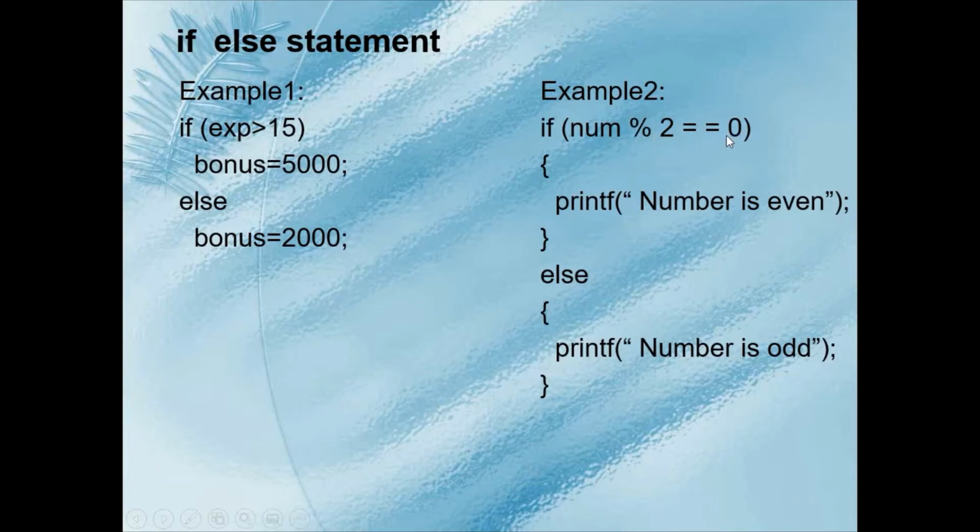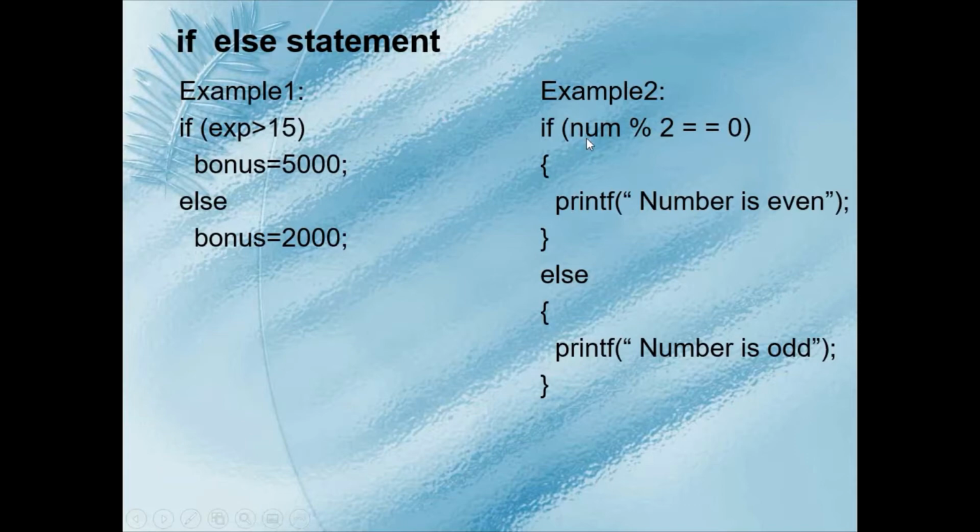Double equal to checks whether these two values or expressions are equal. If they are the same, it returns true. So in this case, when the number is 8, this expression will be true because the remainder is equal to 0. So the condition becomes true, so it executes the true block or if block. In this block we have the printf statement, number is even.